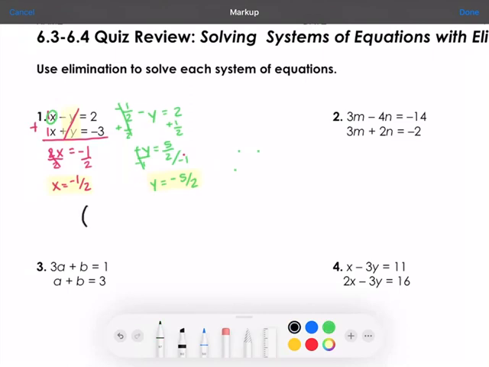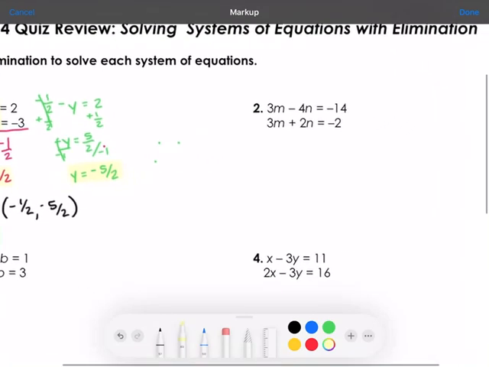So I have negative 1/2, comma, negative 5/2. And that is my final answer on number 1. All right, I'm going to take a look at number 2.